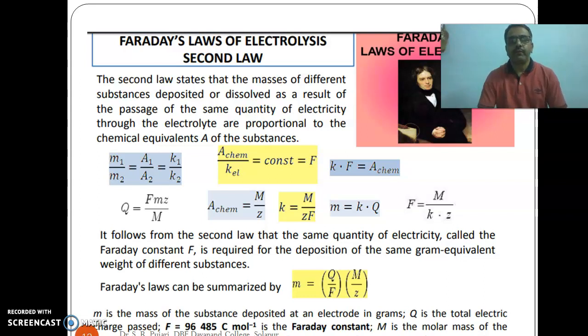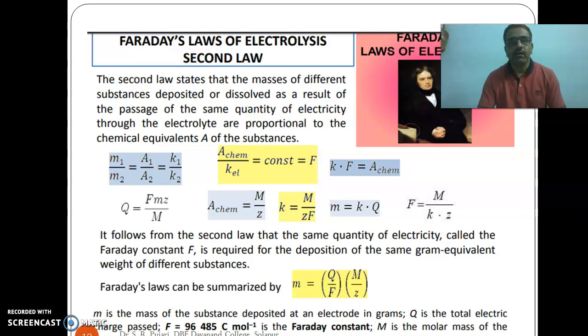Faraday's first law of electrolysis tells you how much quantity of material, that is the metal, in the form of electrodeposition one can get, in proportion to how much quantity of electricity is passed through the circuit. Now we start today's discussion with Faraday's second law of electrolysis.